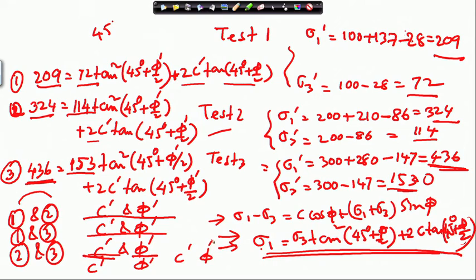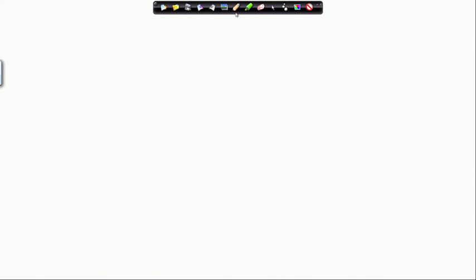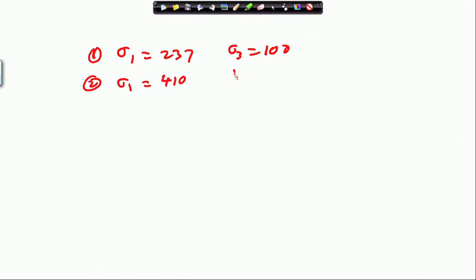And similarly, suppose you want to find out in terms of total stress. For test 1, sigma 1 was 237 and sigma 3 was 100. From test 2, sigma 1 was 410 and sigma 3 was 200, and from test 3, sigma 1 was 583 and sigma 3 was 300.